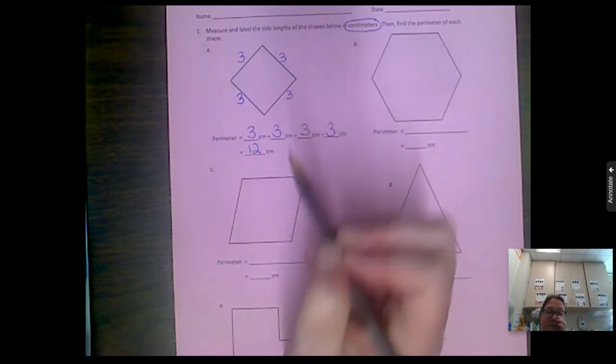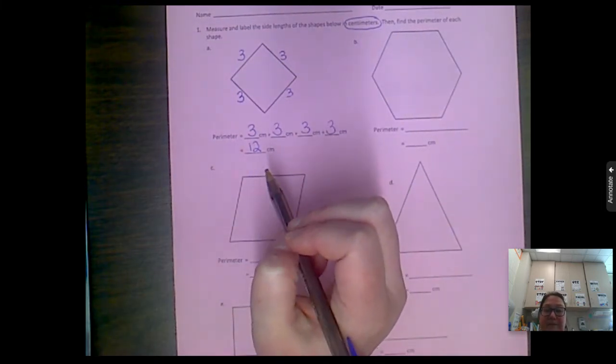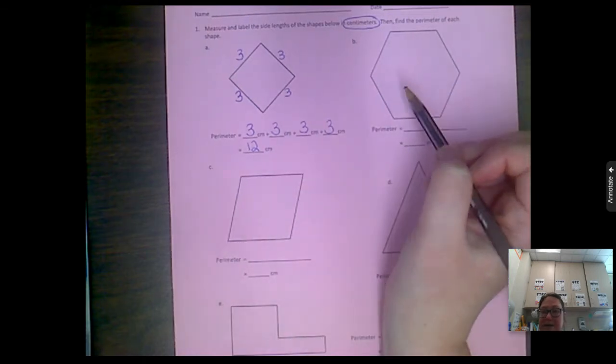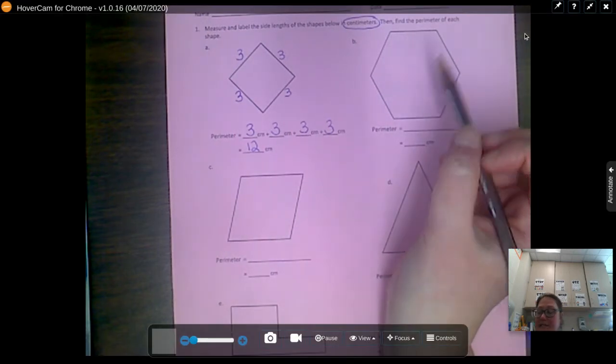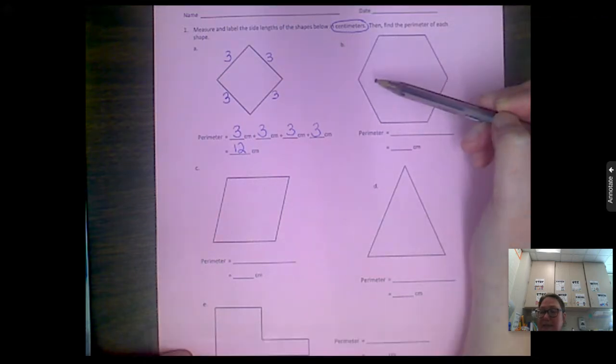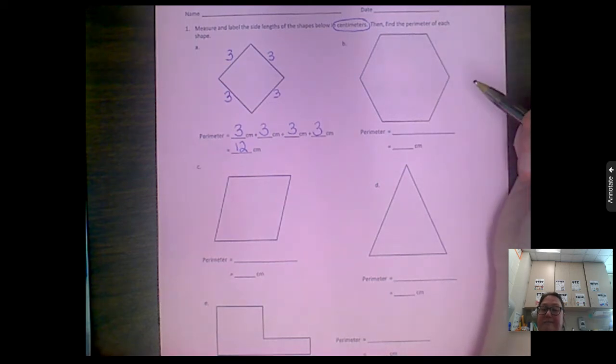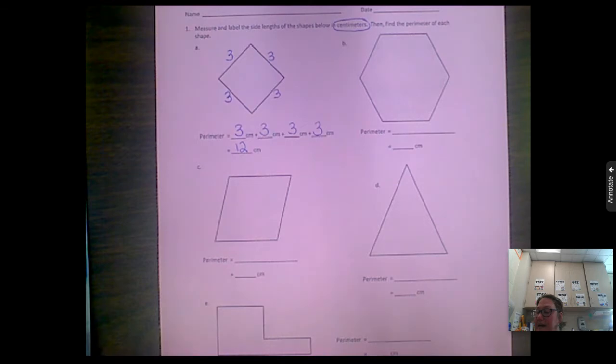This measurement of this square is in centimeters. What do we think? Okay. All right, look at this shape here on B. How many sides does this have? 1, 2, 3, 4, 5, 6. What is a closed shape, a polygon with 6 sides called? Did you say hexagon? Good, this is a hexagon.